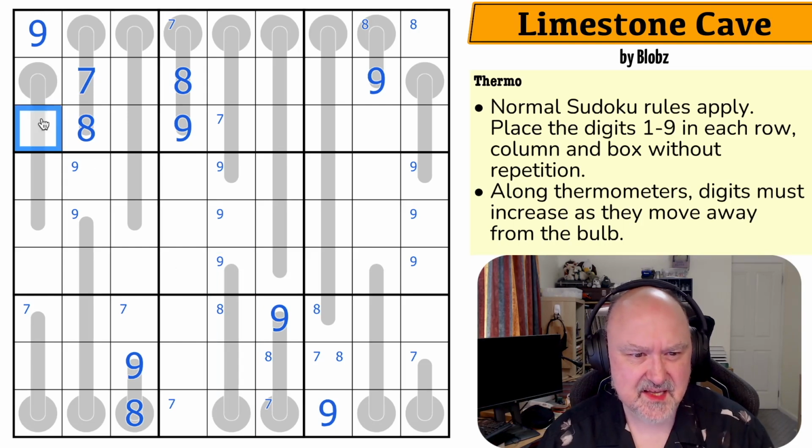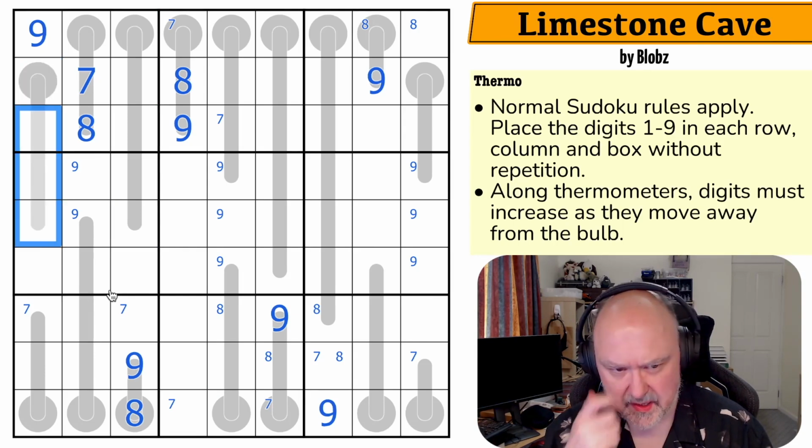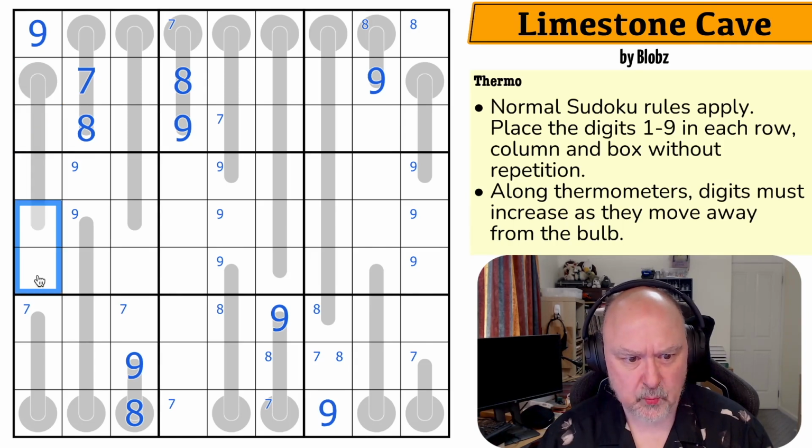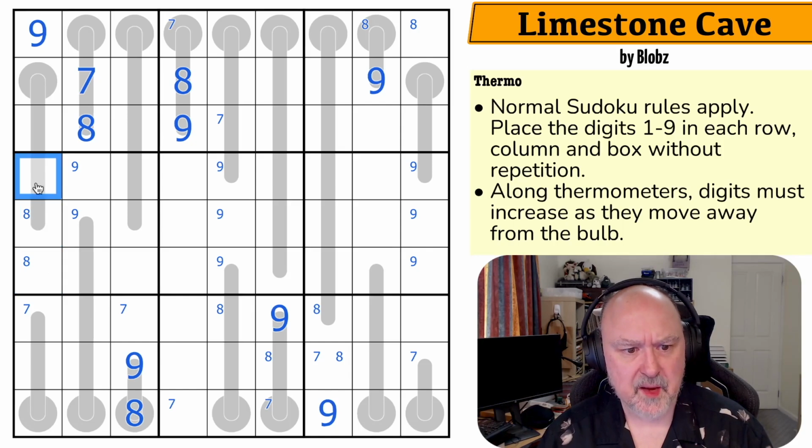Is it 6 in this box now? 6 can't be on this thermo because 6, 7, I'm broken. 6 in here might work if I put 6, 7, 8 in there, because 8 is in one of those two cells, because 8 is in one of these 3 by Sudoku. And I can't put it here because I'd need a 9 higher. So 8 is in one of those two.